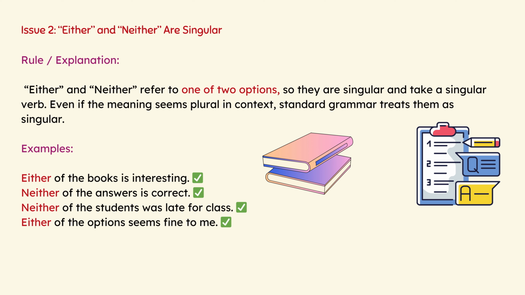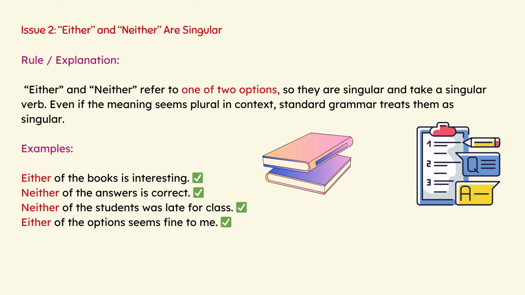Either of the options seems fine to me. Seems. Either refers to one option out of two, so we use the singular verb seems. Tip to remember: whenever you see either or neither, always use a singular verb.